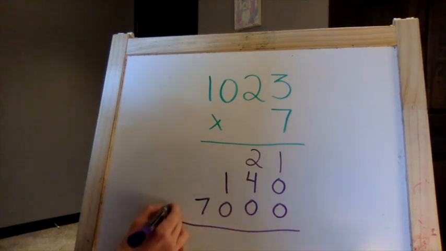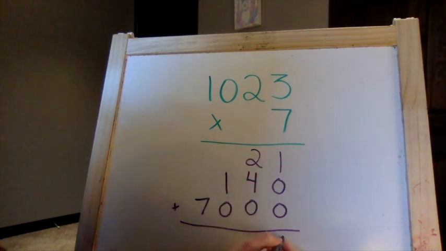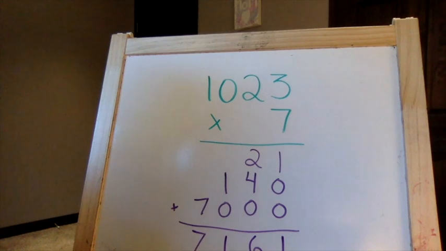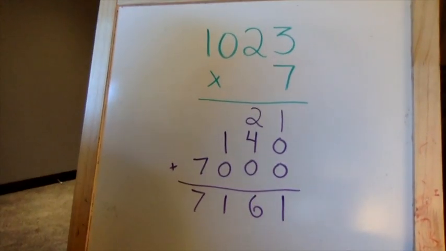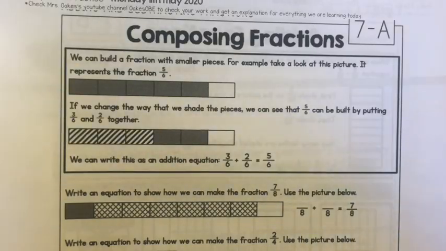Now we add those 3 together. 1, 6 tens, 100, and 7,000. So it's 7,100. Oh, sorry guys, 7,161 for our total.